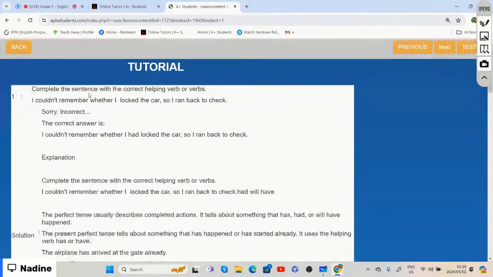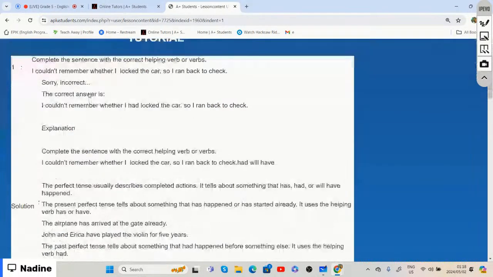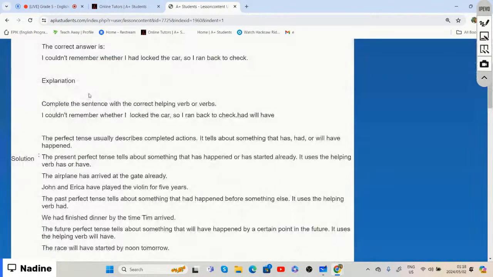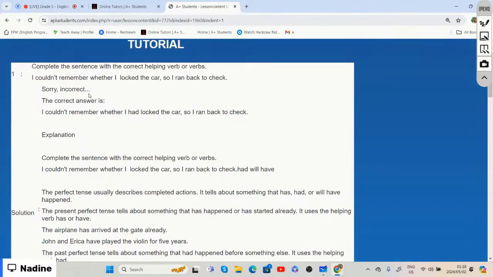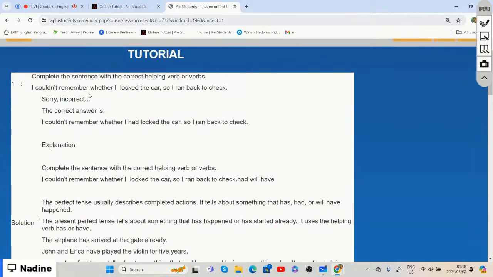All right. So remember we spoke about the perfect tenses. We said we have the present tense, the past tense, as well as the future tense, which will have happened, right? So now it says, I couldn't remember, do we say had locked the car, has locked the car, will have locked the car? So I ran back to check, right?